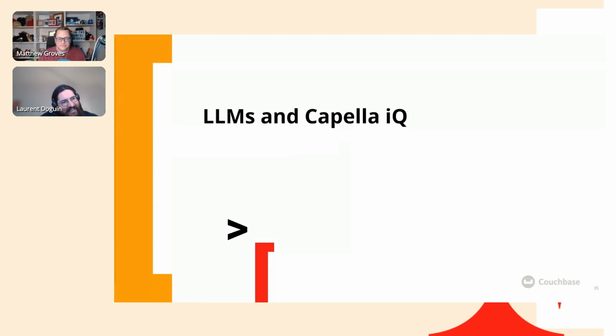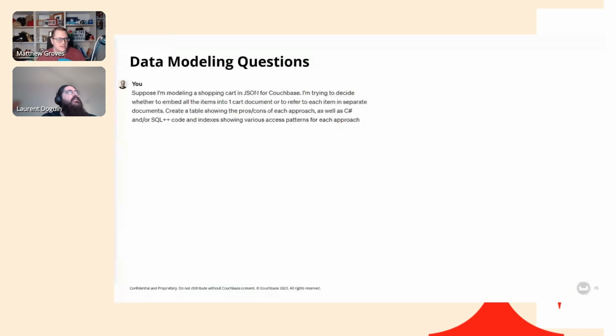Okay. So let's talk about LLMs and Capella IQ. This is what everybody is interested in these days, things like ChatGPT and so on. So let's start with ChatGPT and ask it the $64,000 question. Basically, should I embed or refer? And I'm giving it some more details about my use case, and I'm asking for code samples and pros and cons. And you can do this sort of thing if you have more information about your use case, about what languages you're using, what frameworks you're using, and so on.